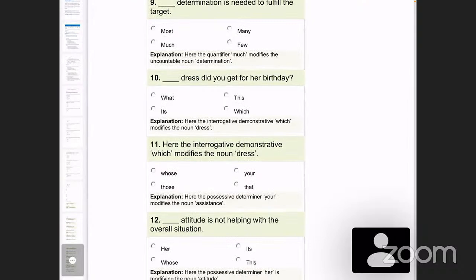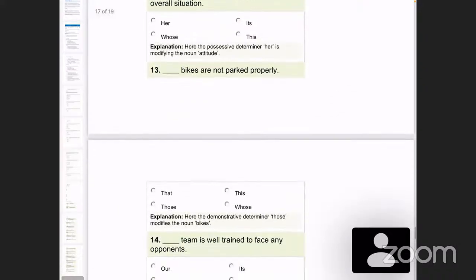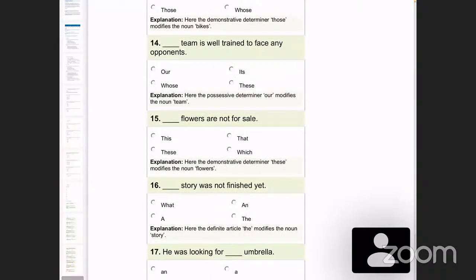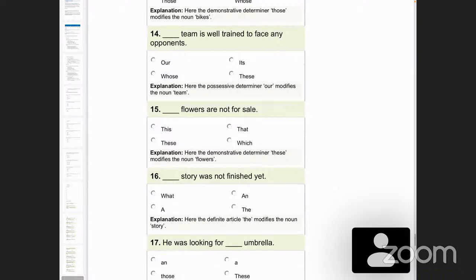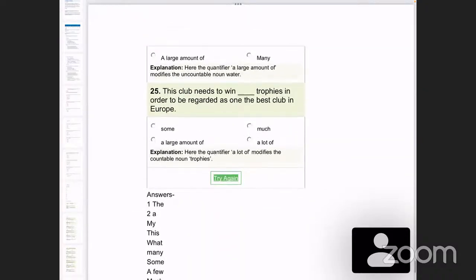Here, the interrogative demonstrative modifies the noun dress. Dash attitude is not helping with the overall situation. Dash bikes are not parked properly. Dash team is well trained to face any opponents. Dash flowers are not for sale. So here, the demonstrative determiner these modifies the noun flowers. So this is how you have to do it, and so forth. So you have to do the others, up to 25. So please do all of this.